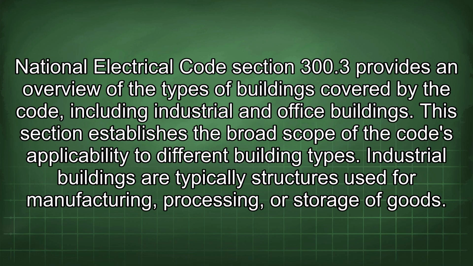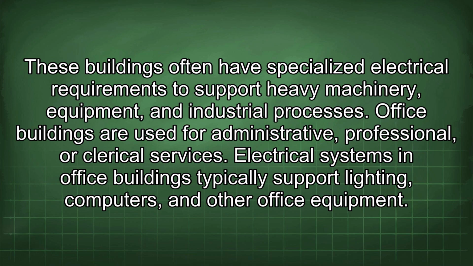National Electrical Code Section 300.3 provides an overview of the types of buildings covered by the code, including industrial and office buildings. This section establishes the broad scope of the code's applicability to different building types. Industrial buildings are typically structures used for manufacturing, processing, or storage of goods. These buildings often have specialized electrical requirements to support heavy machinery, equipment, and industrial processes.